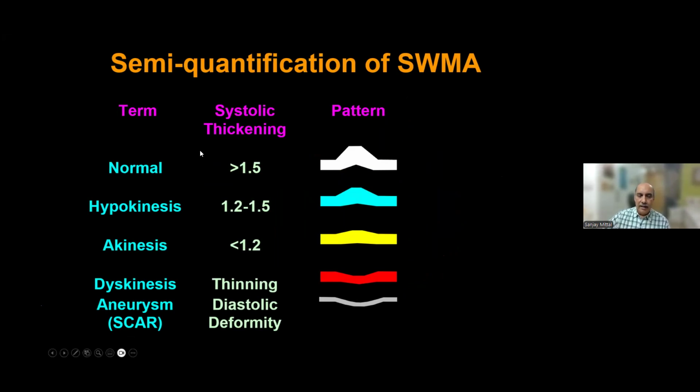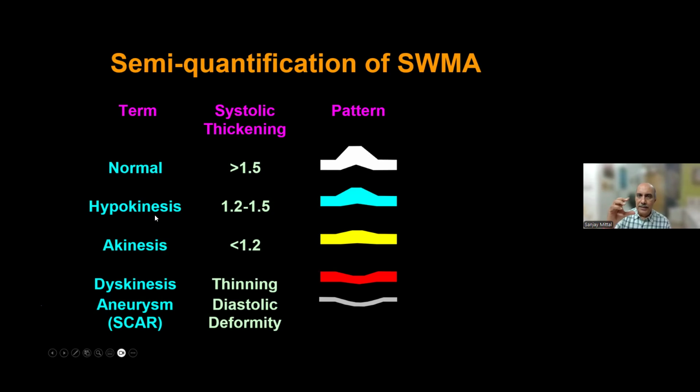If we have a normal, and what we call normal is when there is a diastolic thickness of maybe 1 centimeter, the systolic thickness increases by 50% and becomes more than 1.5 centimeter. Like this is diastolic, this is systolic, more than 1.5 centimeter. This becomes normal, and we give certain numbers to that.